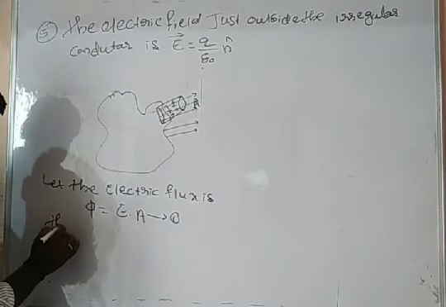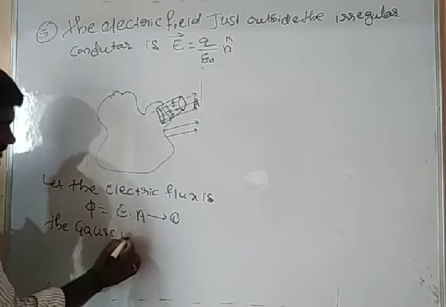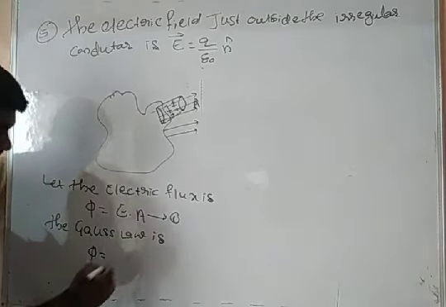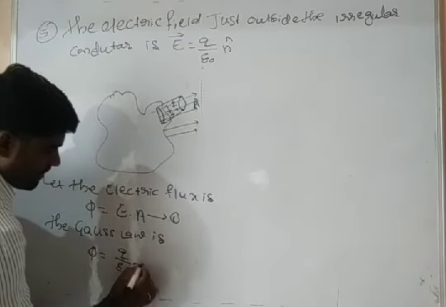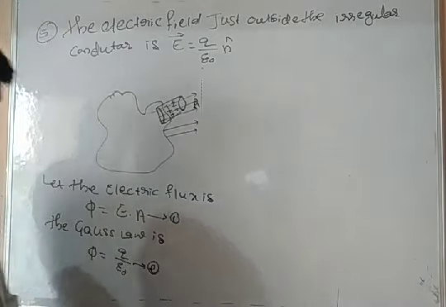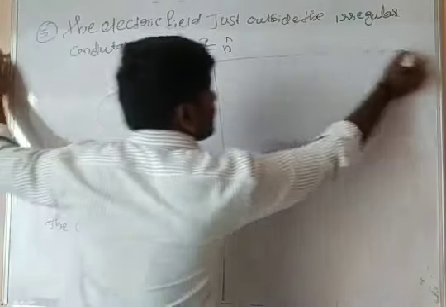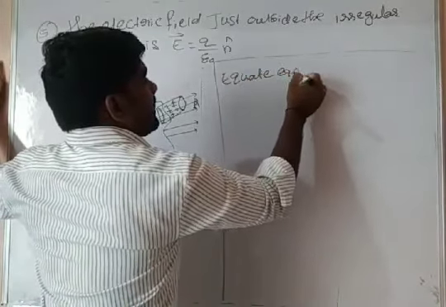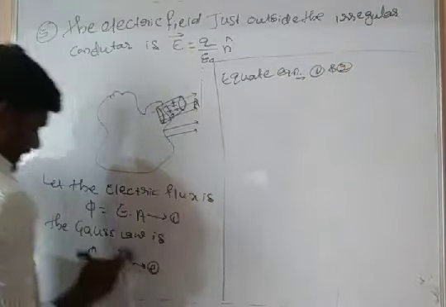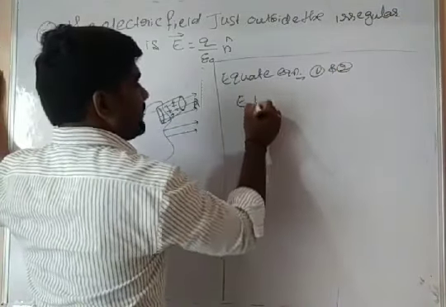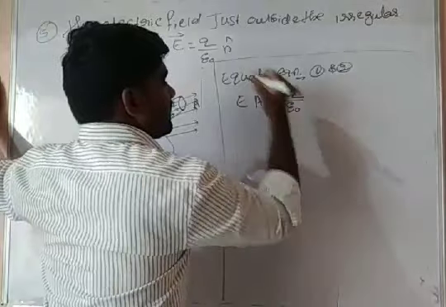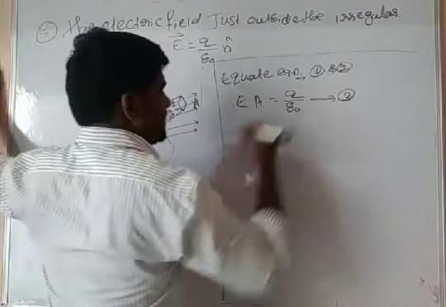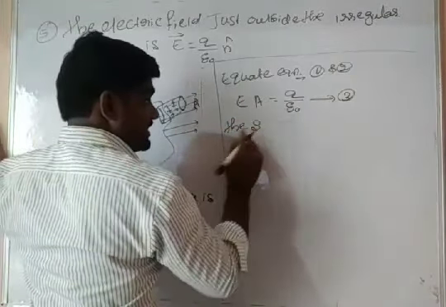Then the Gauss law is this, again phi is equal to Q divided by epsilon naught. Let us call this equation number 2. Equate equation number 1 and 2. What will we get? EA is equal to Q divided by epsilon naught. Let us call this equation number 3. Then the surface charge density.